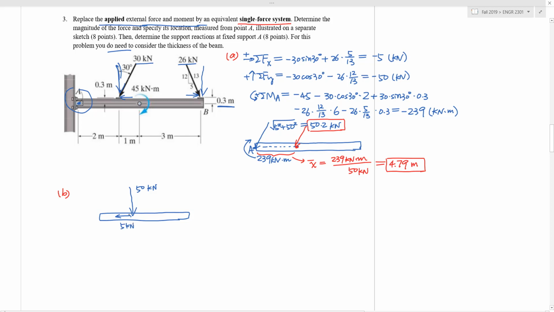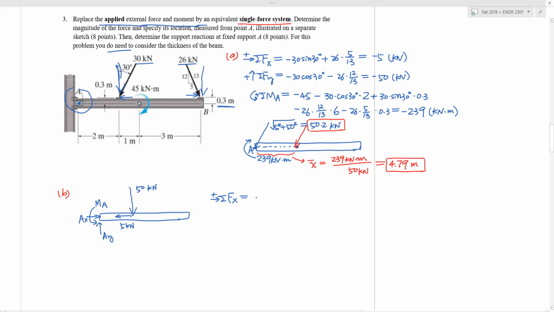But don't forget at point A you have a fixed support. If it's a fixed support, you will have all three support reactions. We will have your AX right here, AY right here, passing through point A, and your support moment MA. You have these three unknowns. So now, because of equilibrium, we can start to write our equilibrium equations.